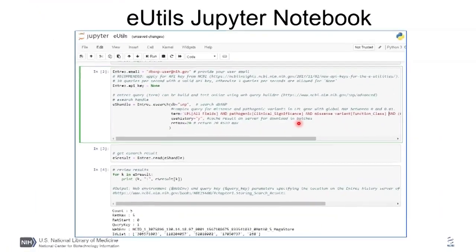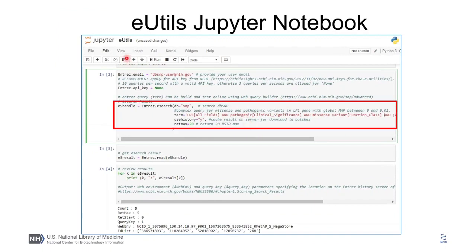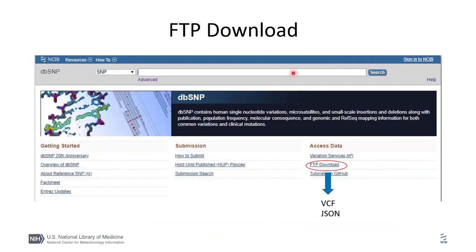Okay. So here's an example of the notebook, and essentially there's code here to access dbSNP. Here's an example. Just enter the same term that you would normally on the web here, and then retrieve the results. The data is also available through FTP download from the dbSNP homepage, in VCF or JSON format. Okay, so that pretty much concludes the dbSNP part of this presentation.